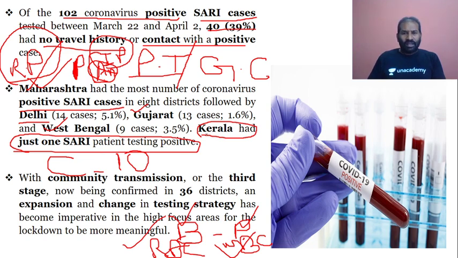So the state which has given approval in regards to the plasma therapy is Kerala. And with community transmission, we have reached the third stage, which is almost 36 districts. It has expanded, and now what is important is that there has to be an expansion or change in the testing strategy. That is very important now, because we have reached the third stage.